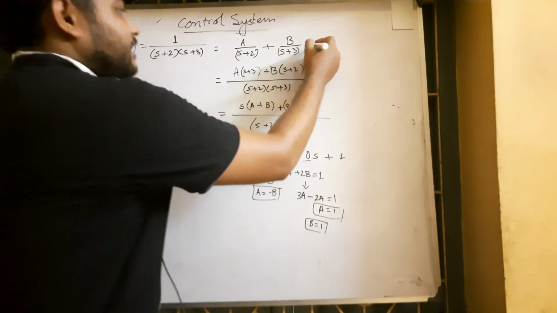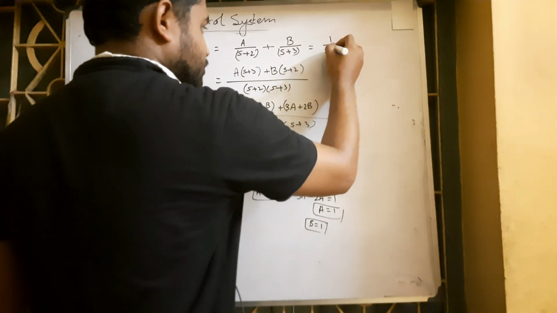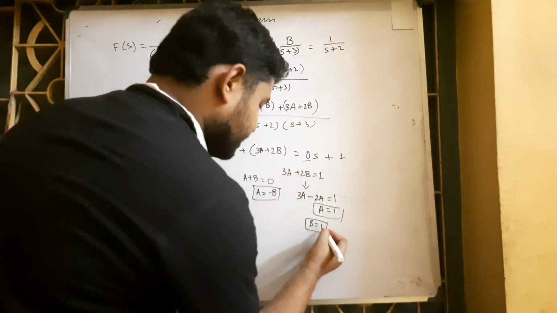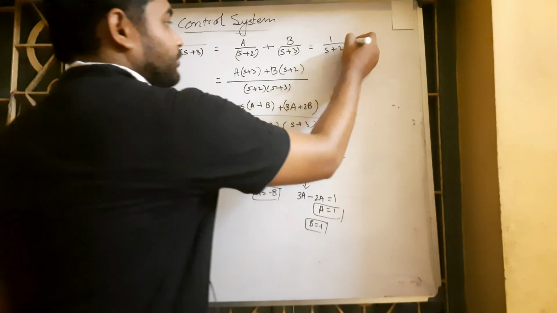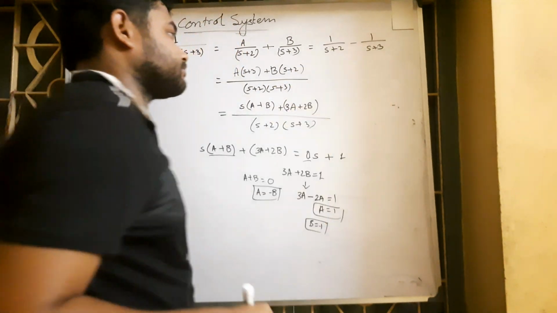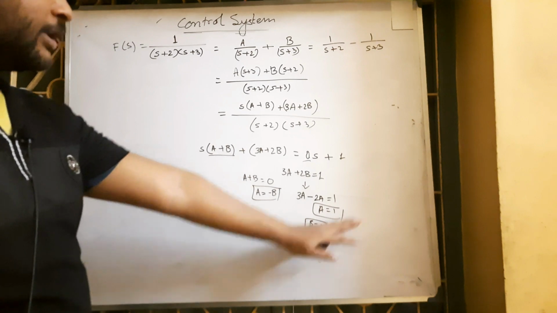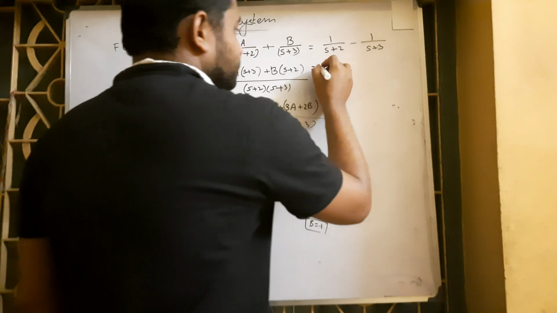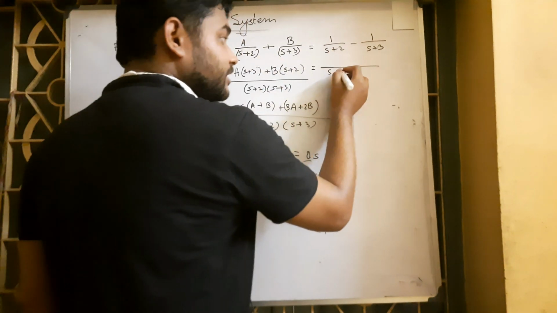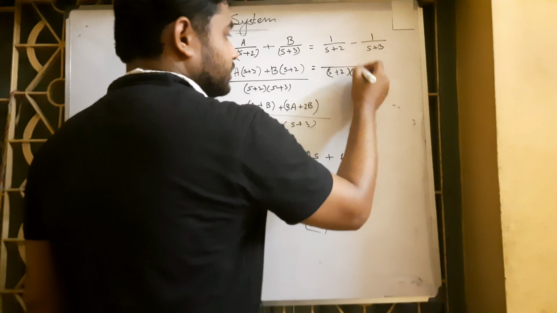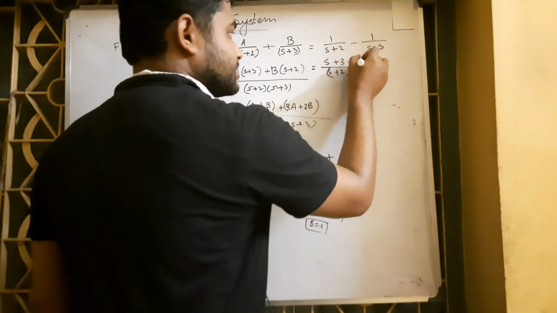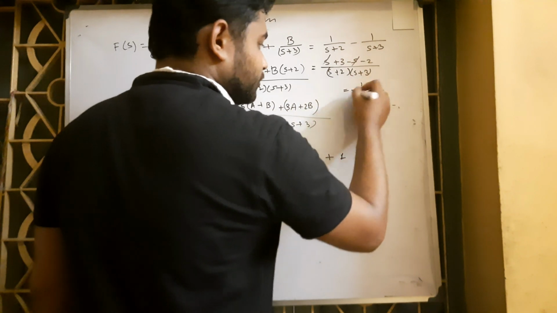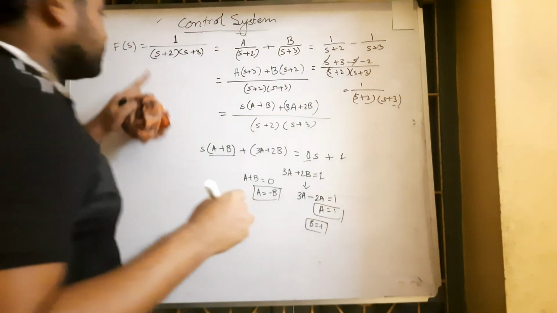So the function can be written as 1 by (s plus 2) minus 1 by (s plus 3), putting these values here. Now let us verify whether we are getting this or not. Let us verify. (s plus 3) minus (s plus 2) over (s plus 2)(s plus 3), s gets cancelled, 3 minus 2 is 1, and yes, we are getting just this function.